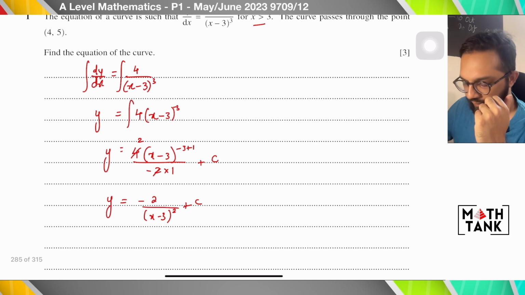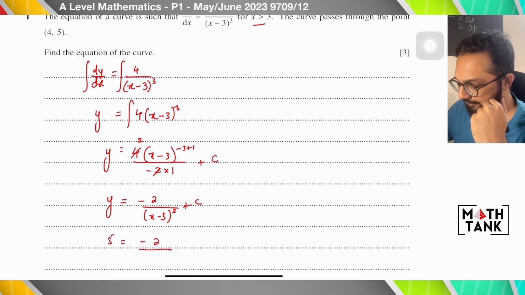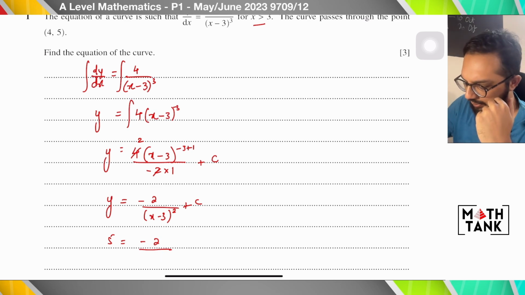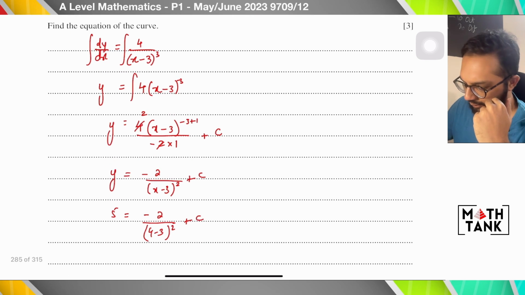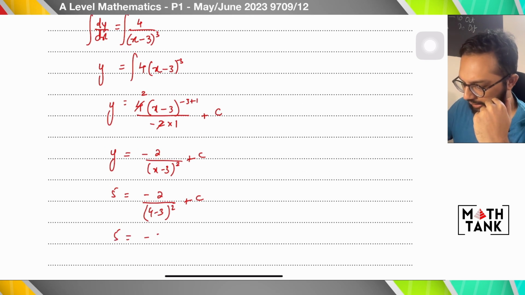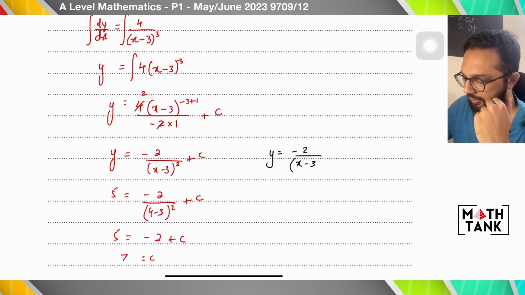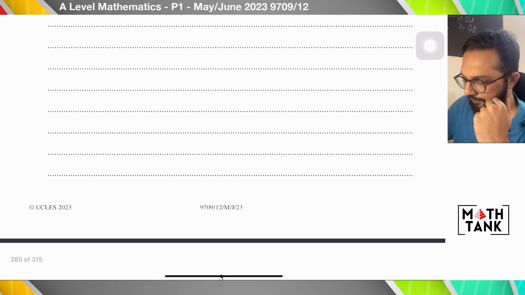To find c, I use this point 4, 5, and instead of x I'm going to use 4. So this gives me 5 equals minus 2 plus c, c equals 7. So the equation of my curve is y equals minus 2 over (x minus 3) whole squared plus 7. That was an easy 3 marks.